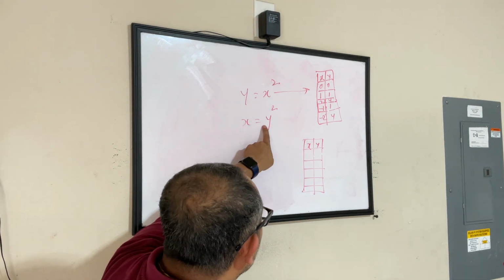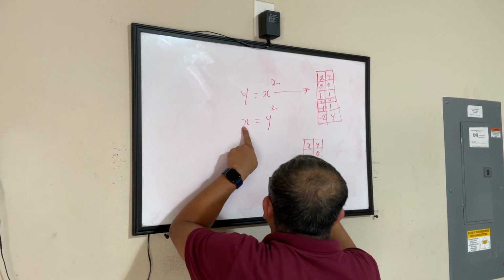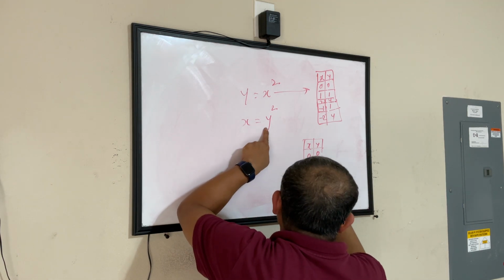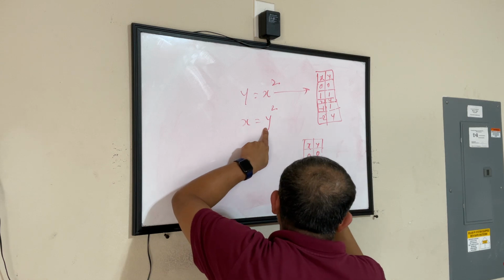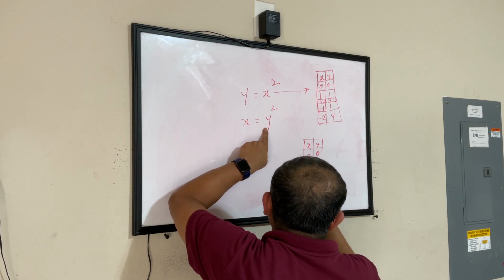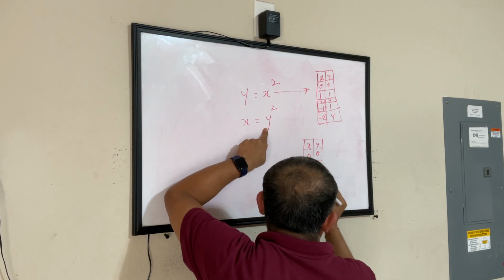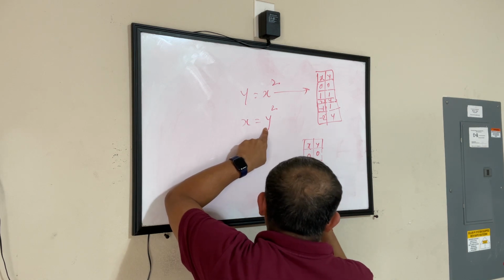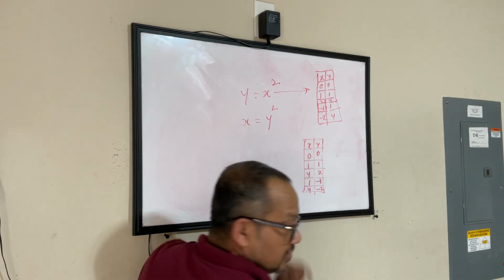This time I will put the value of y and determine the corresponding value of x. When y is 0, x is 0. When y is 1, x is 1. When y is 2, x is 4. When y is minus 1, then x is 1. When y is minus 2, x is 4.